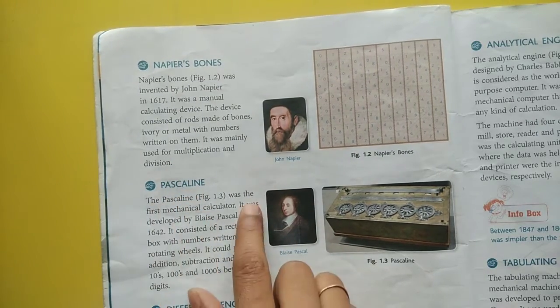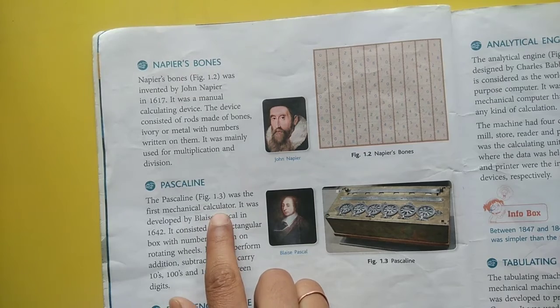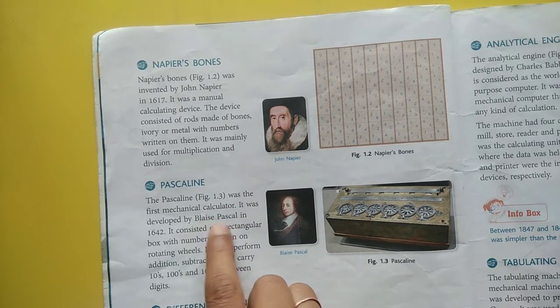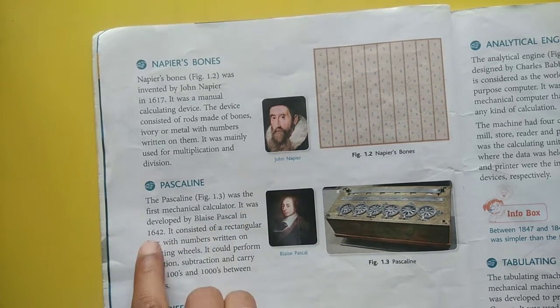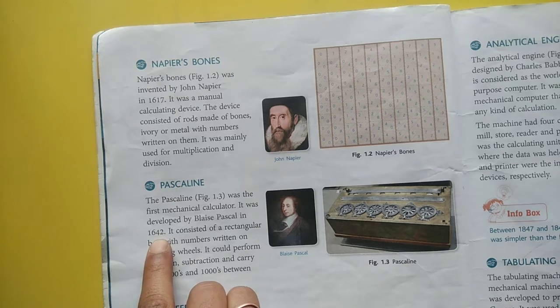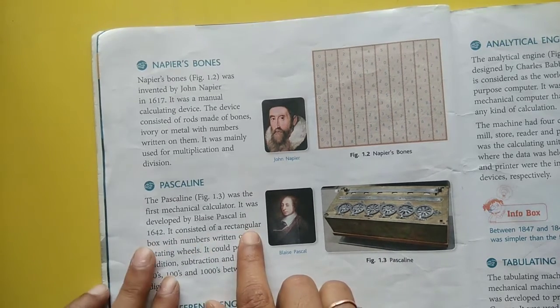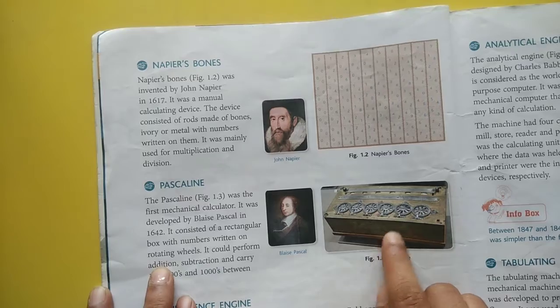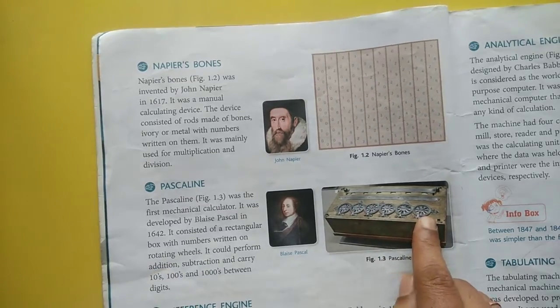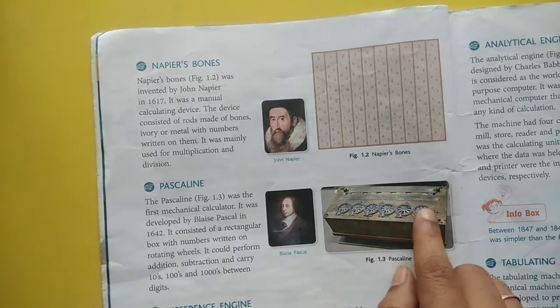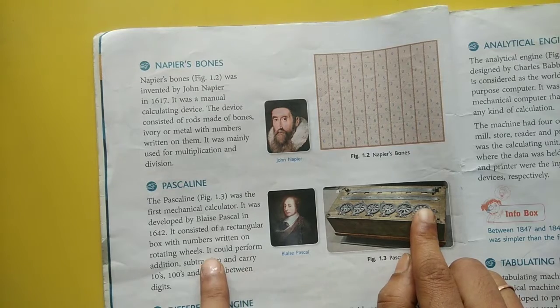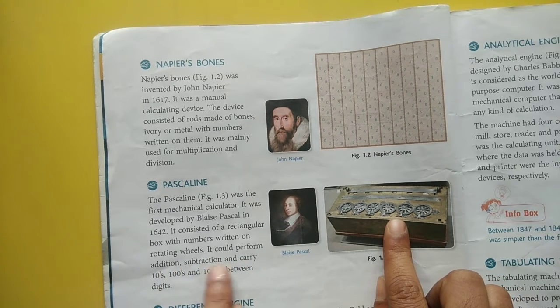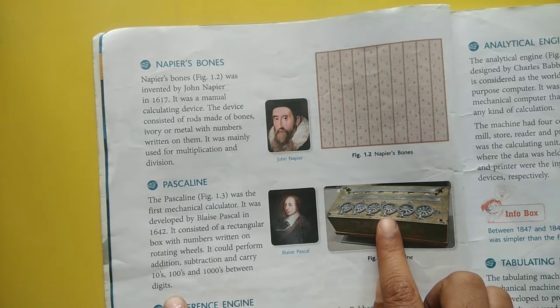Next is Pascaline. The Pascaline was the first mechanical calculator and was developed by Blaise Pascal in 1642. It was a rectangular box, as you see here, with several wheels, and by rotating these wheels to count the number, it could perform addition and subtraction and carry tens, hundreds and thousands between digits.